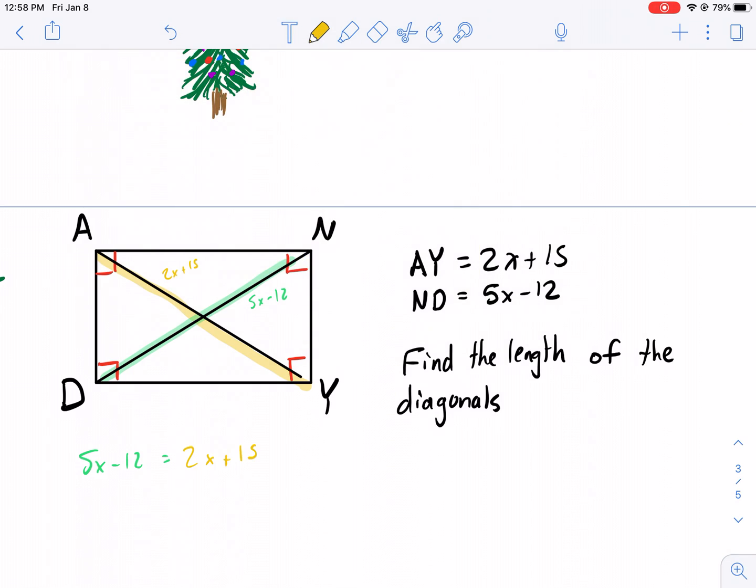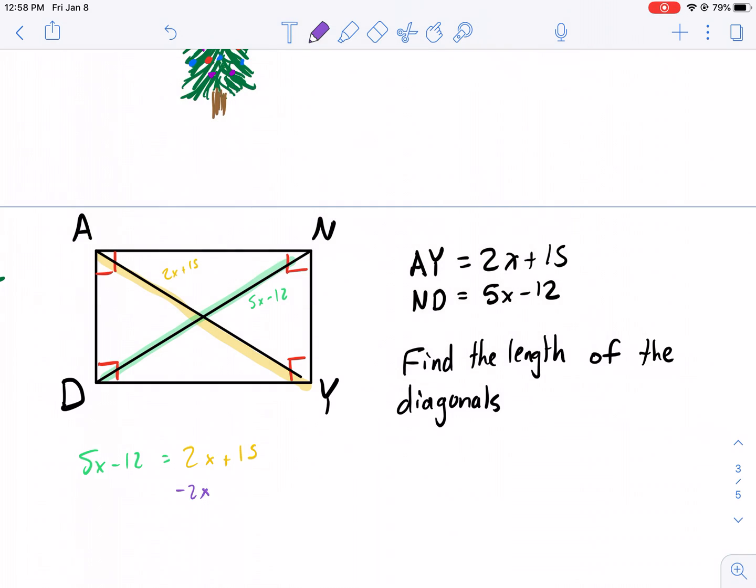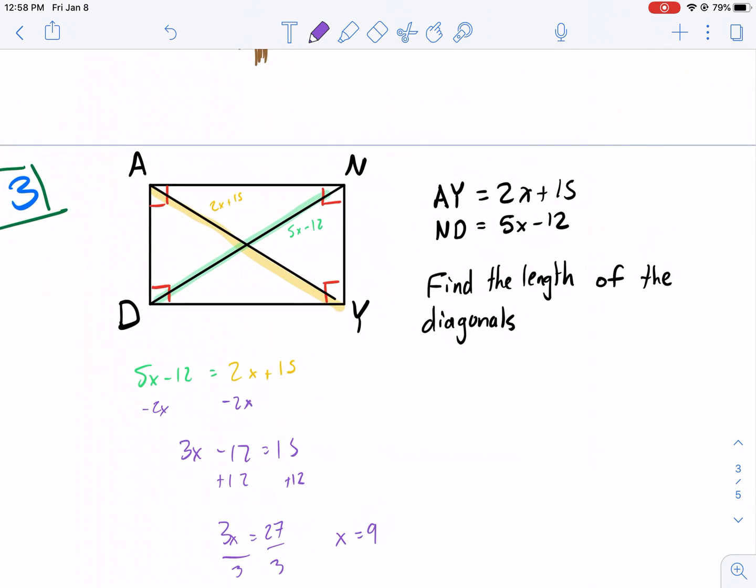I'd like to move the x's first to get them together, so I subtract 2x from both sides. I get 3x minus 12 equals 15. I'm going to add 12 to both sides. So I get 3x equals 27, divide by 3, and I get x equals 9. 9 times 3 is 27.